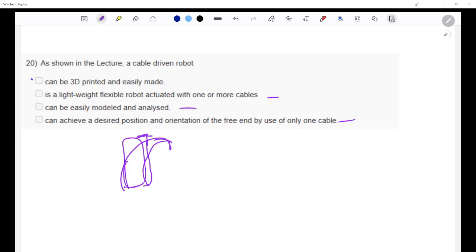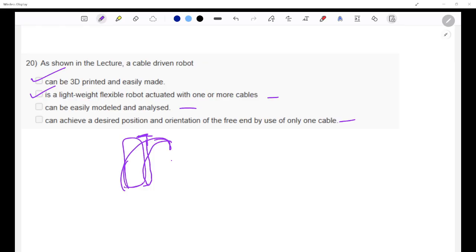Yes, cable driven robots often have simple mechanical structure, plastic or flexible links, and embedded cable routing channels. So they can be fabricated using 3D printing. The geometry is simple, the low cost fabrication is there, and rapid prototyping is possible. Okay. The second option is it is a lightweight flexible robot actuated with one or more cables. So cable driven robots are commonly used in continuum robots, surgical manipulators, and snake robots. Okay, so they are lightweight, flexible, and compliant. Motion is generated by one or more cables pulling through the structure. So this is also correct.